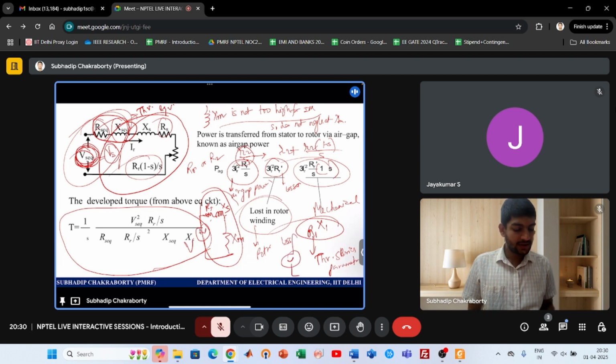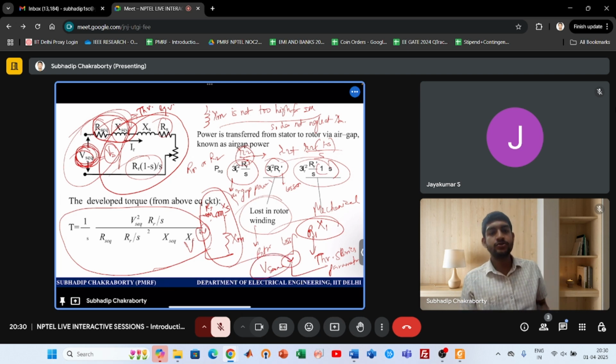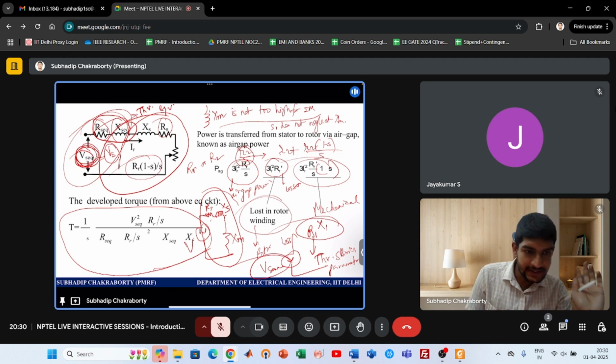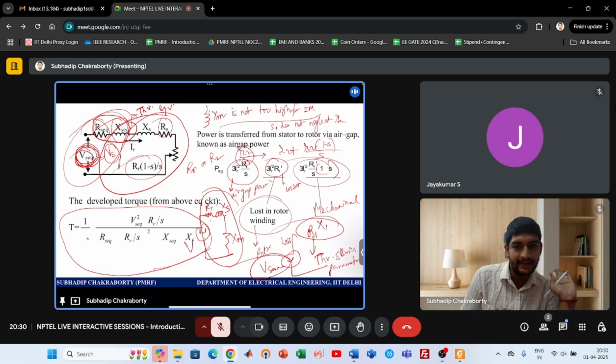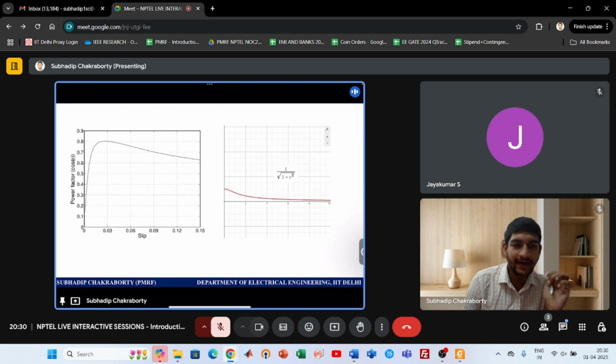And then you can connect your V source with that. You can just assume it to be almost equal to the source voltage. So that will be specified if you need to take anything else, right? And you know the dependencies with slip. I plotted one interesting parameter.